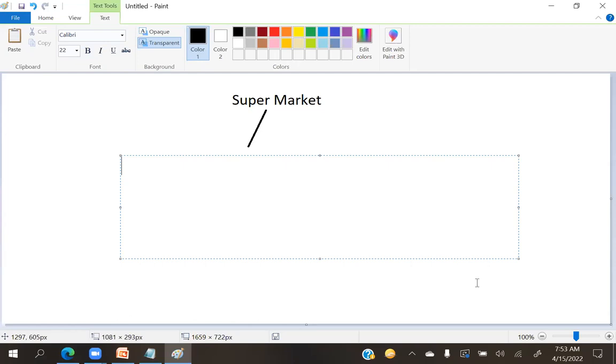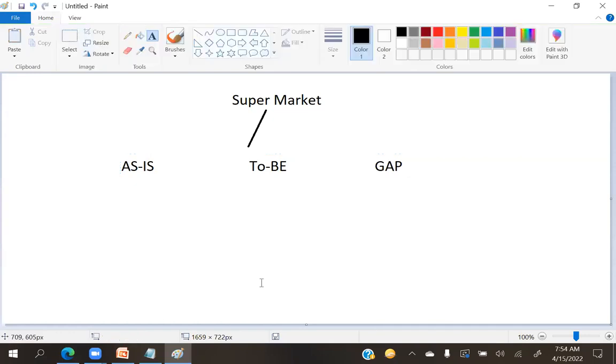Actually, what we do is we prepare one table. In the table, we have as-is, to-be, and gap. First, our company prepares this table.